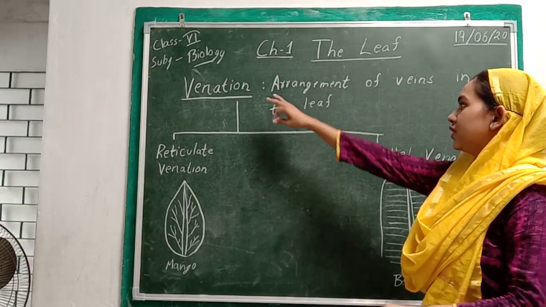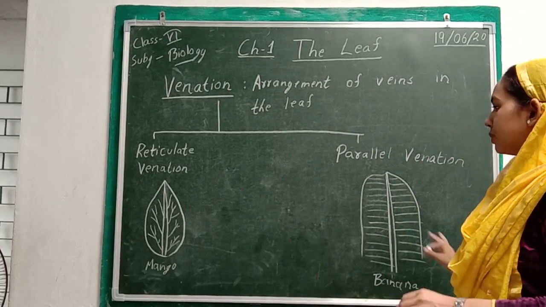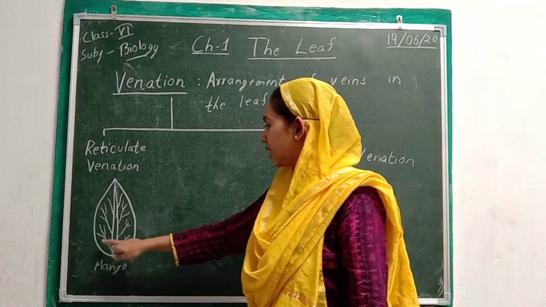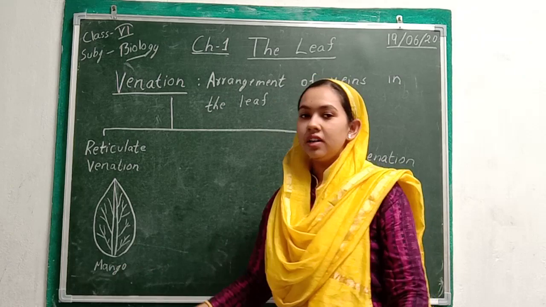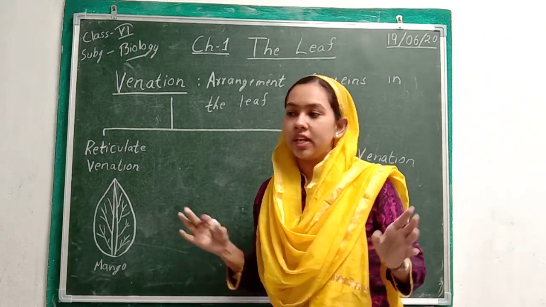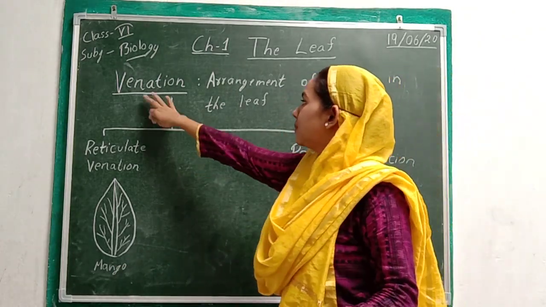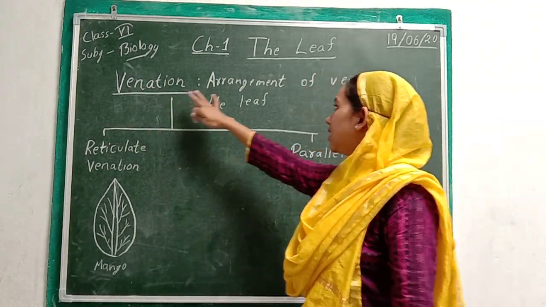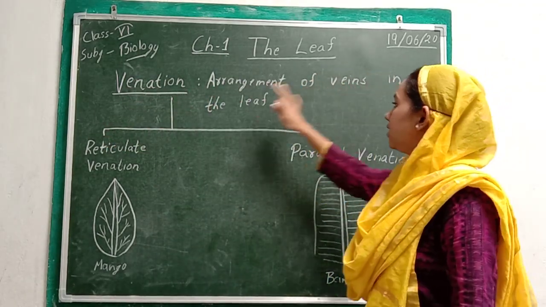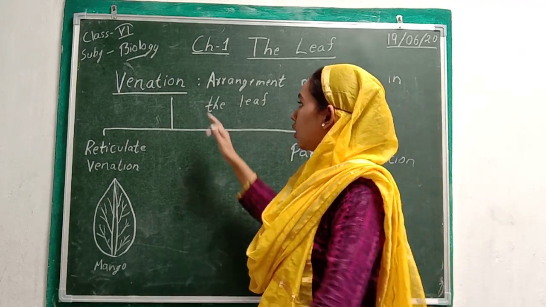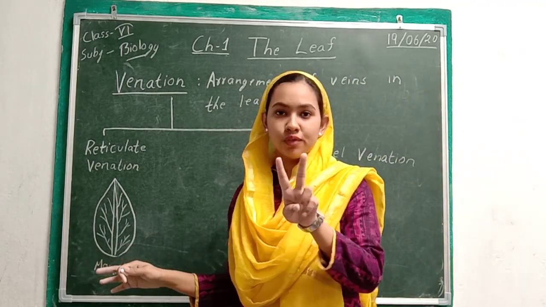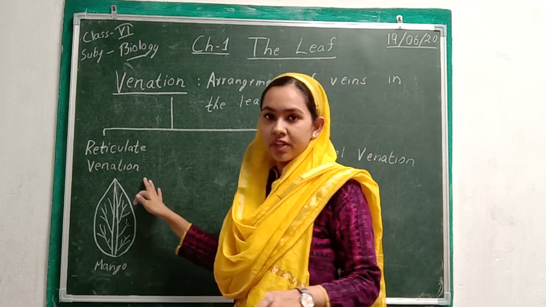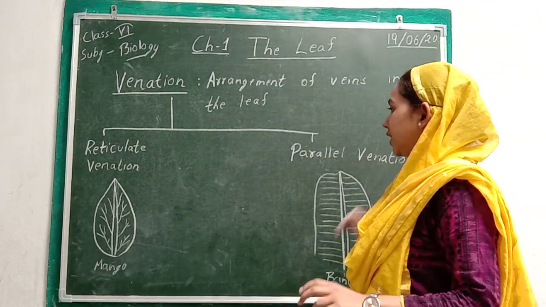Now the next topic is venation. If you observe leaves carefully, you will see that the midvein and the other veins are arranged in a particular way in a leaf. So that pattern is known as venation. That means venation is the arrangement of the veins in the leaf. Now the arrangement can basically be of two types. Let us see what they are. The first one is reticulate venation and the second one is parallel venation.